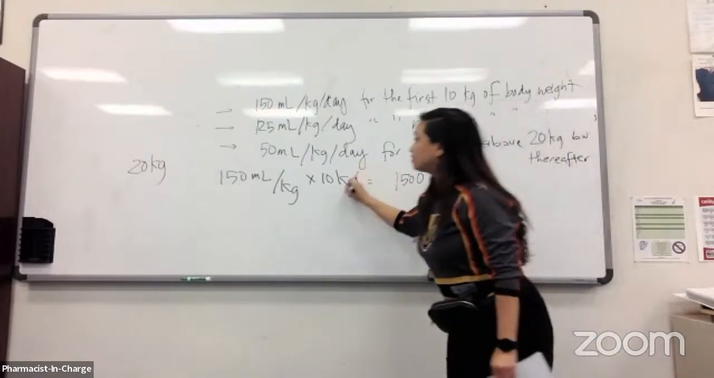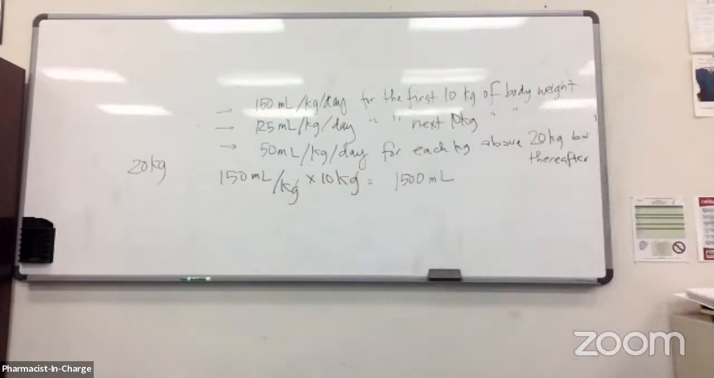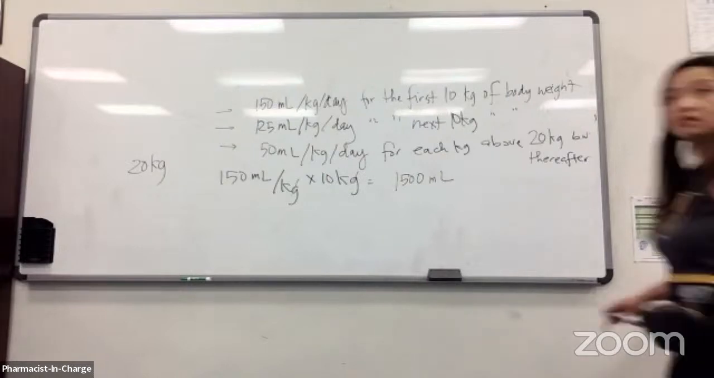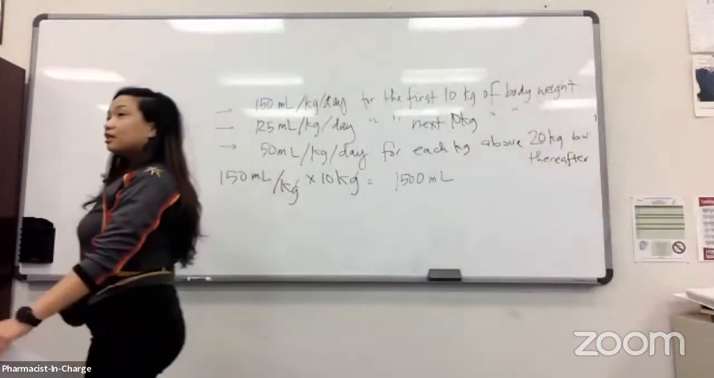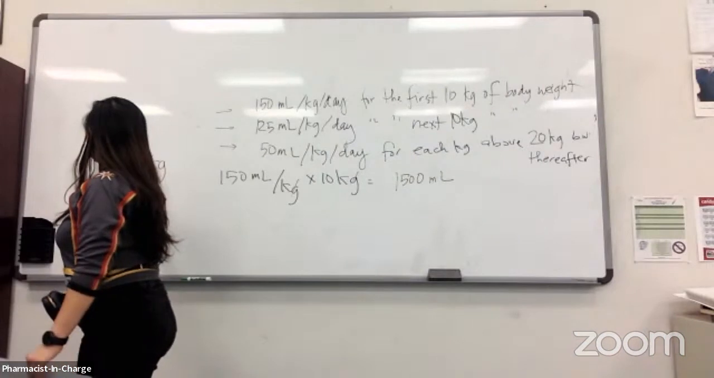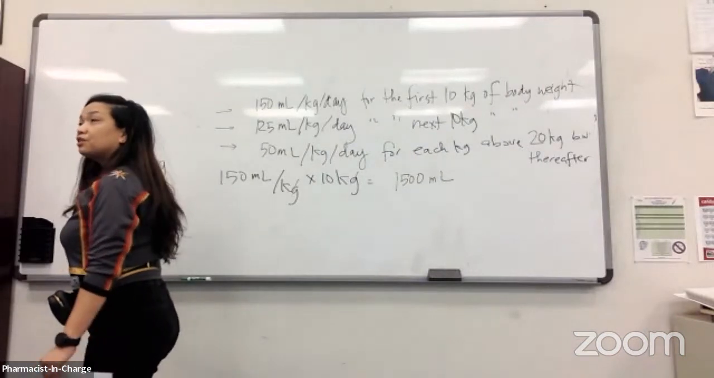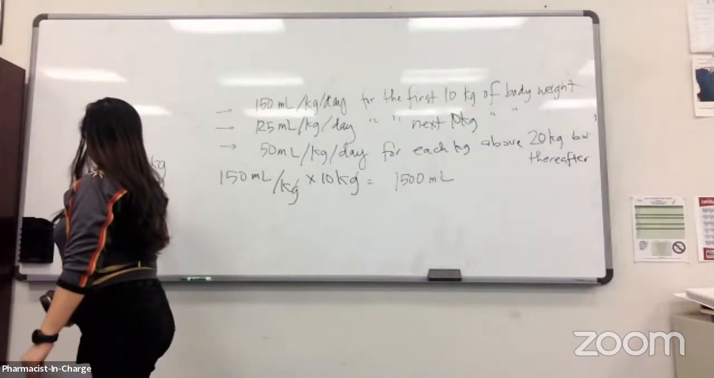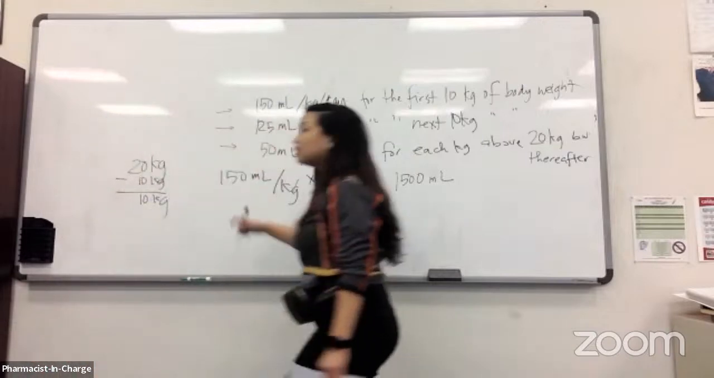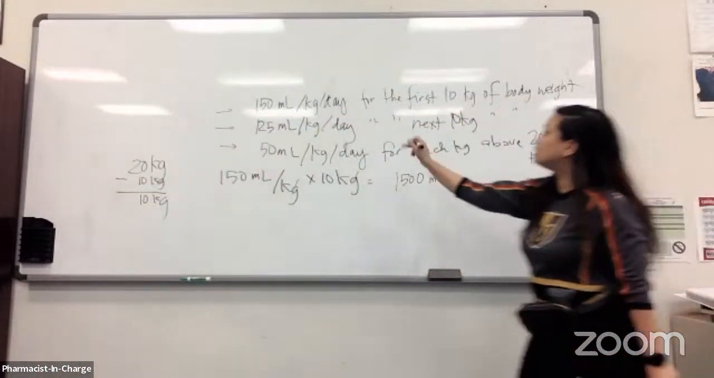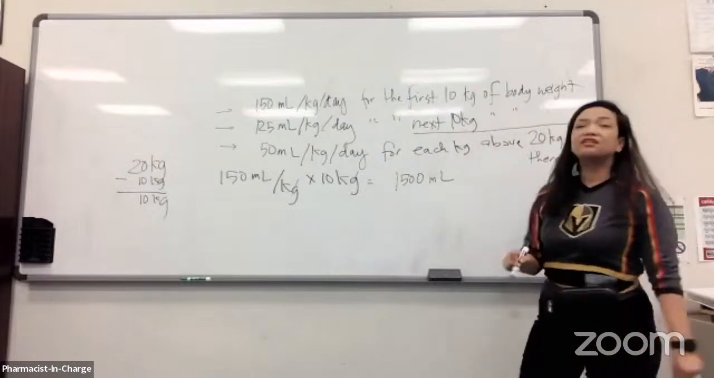1,500 ml. You have to cancel this. Is that correct? If 150 ml is 1 kilogram, you just multiply it by 10 to get the 10 kilograms, correct? It's not done yet. Because Sarah is 20 kilograms, you only took out 10 kilograms. So there's still a remainder, what? 10 kilograms. But do you use the same one? No, because there's a condition for the next 10 kilograms.